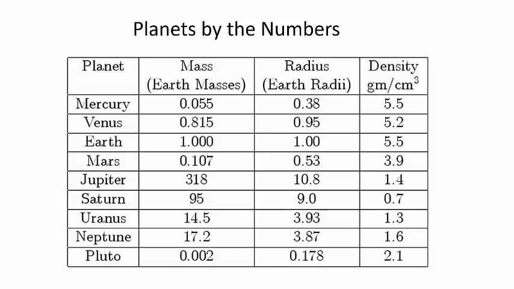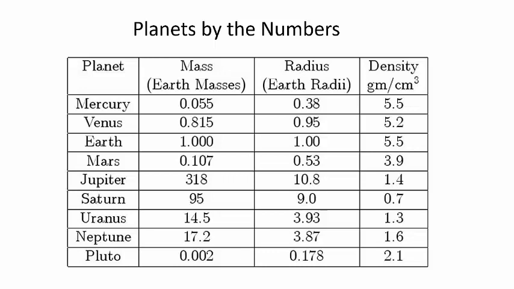And likewise in mass, Jupiter is over 300 times as massive as planet Earth, and Saturn about 95 times as massive as planet Earth. And Pluto, as you can see at the bottom, even if we were to still consider it a planet, is much smaller. It's even smaller than Mercury in terms of its mass and its radius.